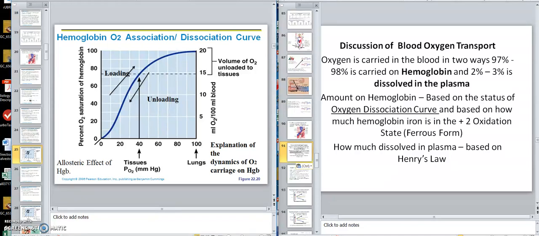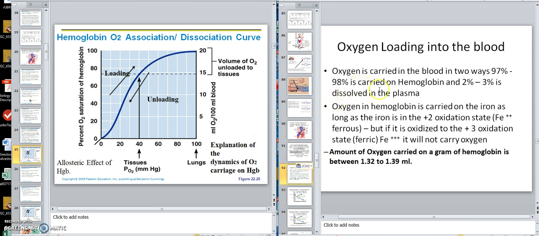Okay, class, we're looking at the discussion of blood oxygen transport. What we had previously said is that oxygen is carried in the blood in two ways, on hemoglobin and dissolved. The lion's share is on hemoglobin. The amount on hemoglobin is based on the status of the oxygen dissociation curve, and the iron is in the +2 state. What we want to talk about now is the oxygen dissociation curve. So that's what this particular video is going to concentrate on.